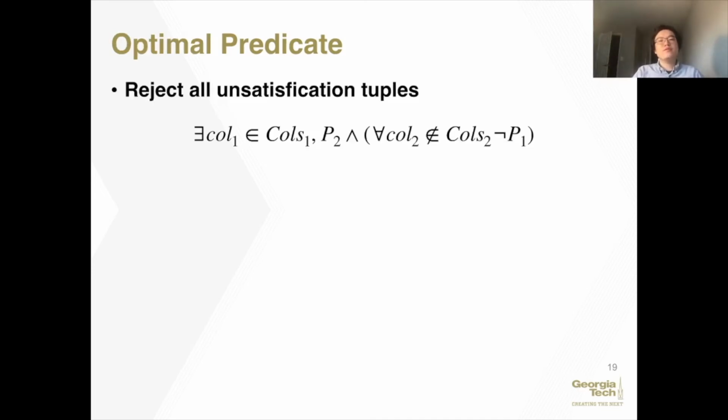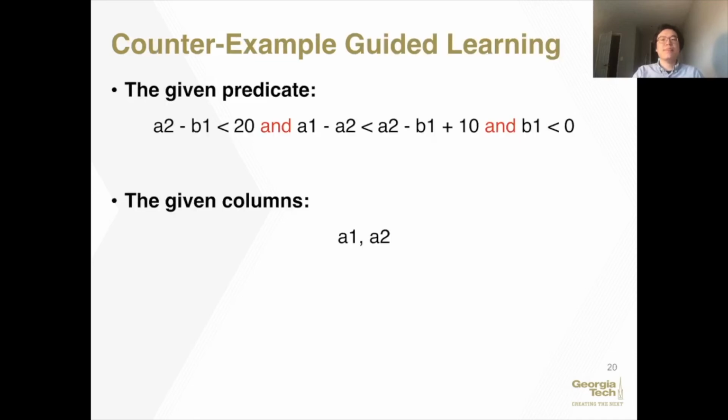So how can we verify optimality? An optimal predicate is one that should reject all unsatisfaction tuples. So we encode this formula and feed it into the solver. If the solver returns a model, then there is an unsatisfaction tuple that is accepted by the current candidate predicate. So we can add this unsatisfaction tuple into the false training samples and start the next iteration.